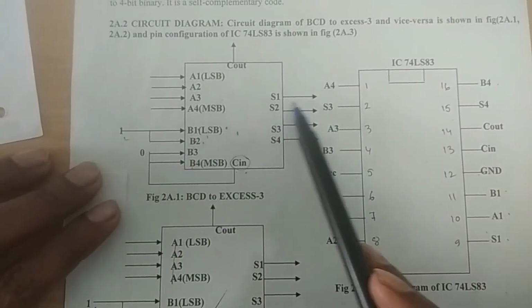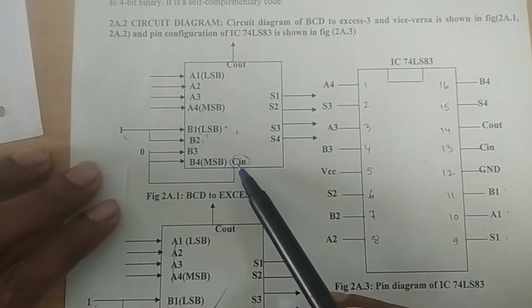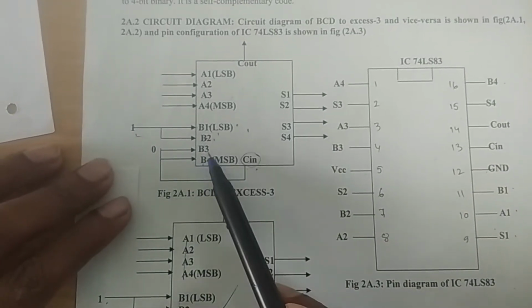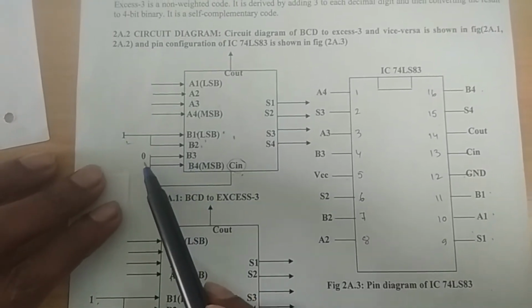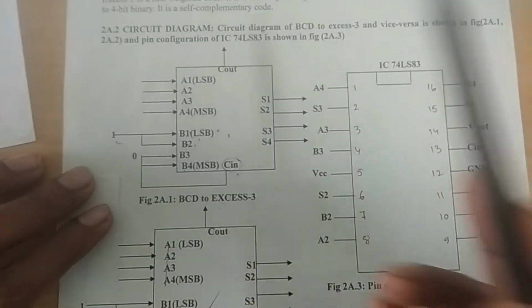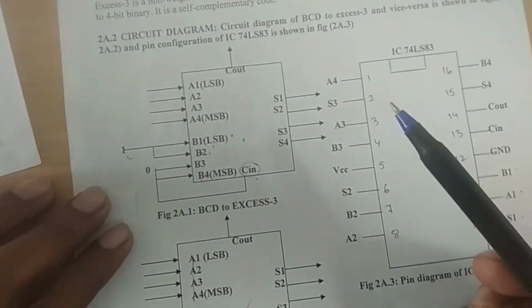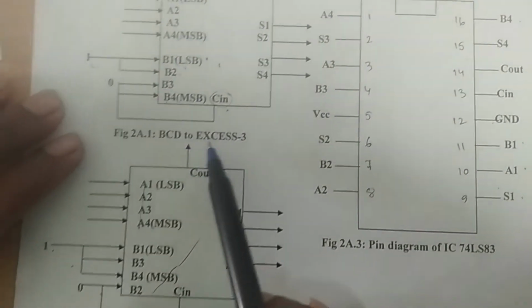S1, S2, S3, S4 are the outputs, and this is C in, which is connected to B3 and B4. B3 and B4 are shorted, their value is 0, and this goes to C in, and this is C out. Now we will perform BCD to XS3 in the kit.